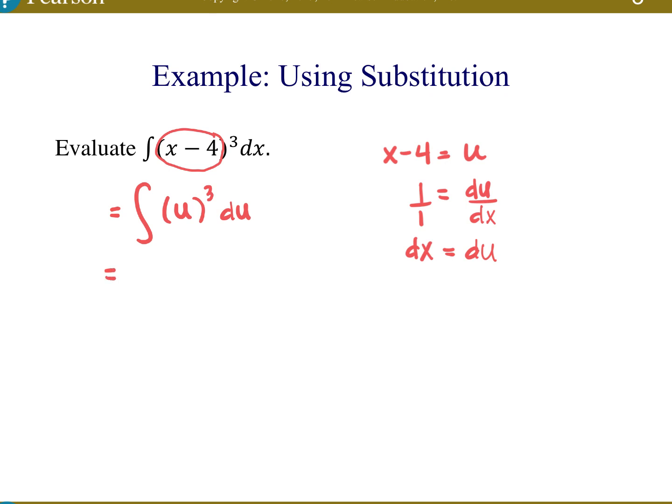Now we do the antiderivative. So u gets raised to the 4th, gets divided by 4, and adds plus c. And at the end, you change u back to what you had chosen u to replace in the first place. So it goes back to x minus 4 to the 4th over 4 plus c.